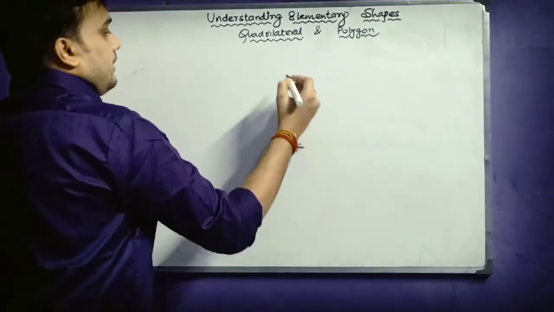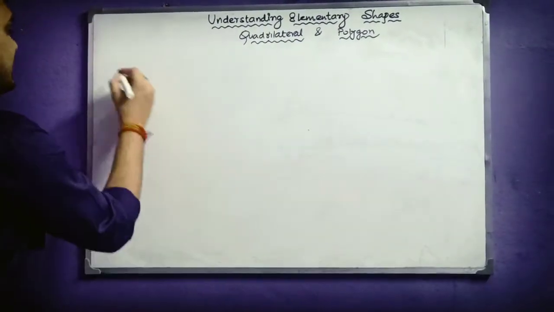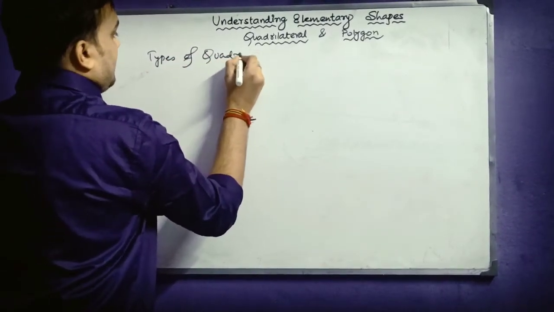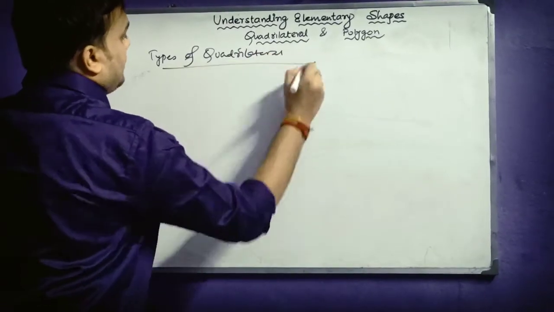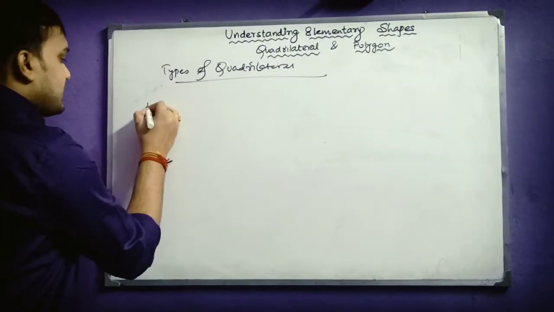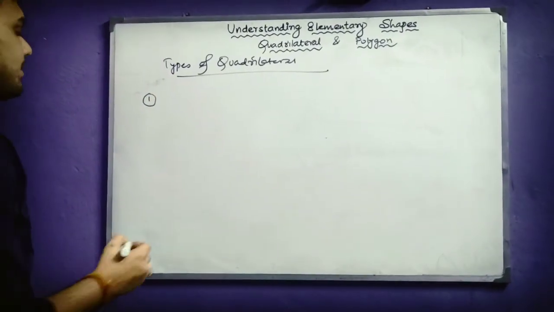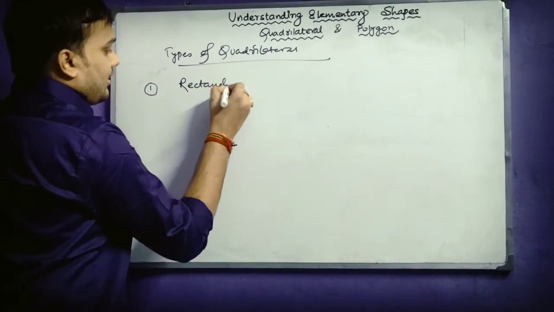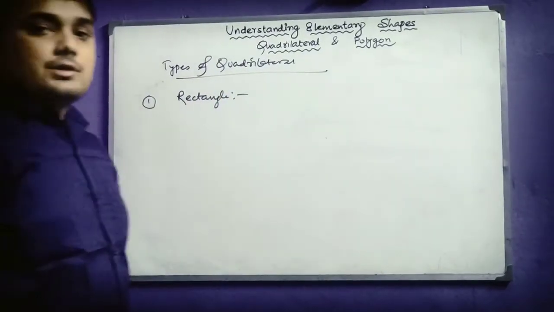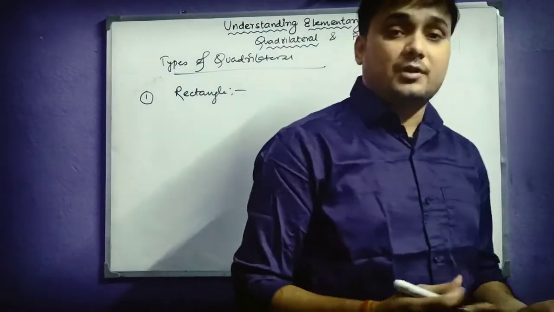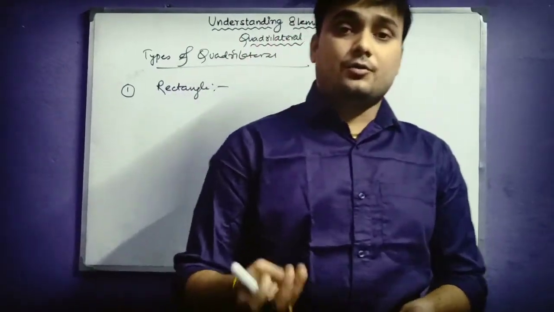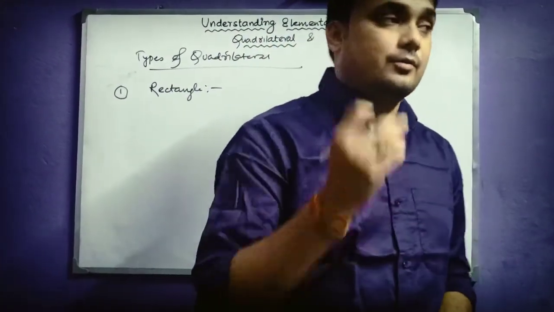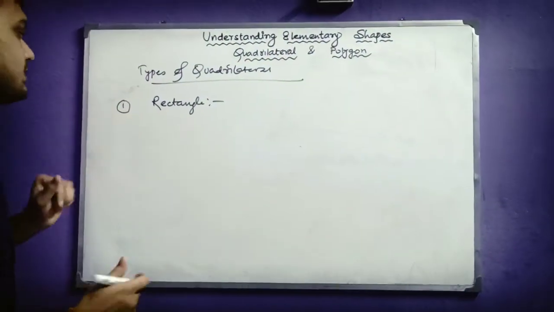So there are many types of quadrilateral. Let me write types of quadrilateral. There are many types of quadrilateral, like rectangle, square, rhombus, parallelogram, trapezium, isosceles trapezium, kite, etc. First, let us discuss rectangle.